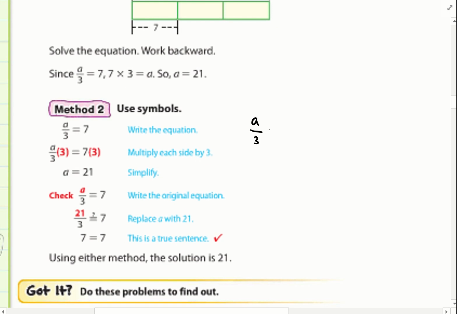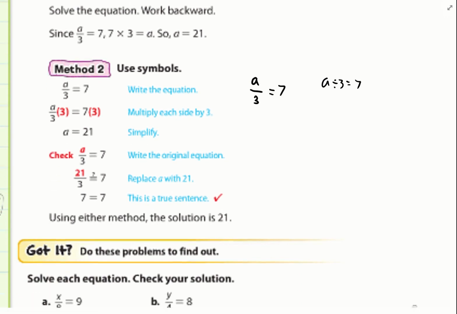So we have a divided by 3 equals 7. By the way, this is the same as a over 3 equals 7, but they're going to be using fractions from here on out, so that's what we're going to want to be using too. Use inverse operations. Since we're dividing, we're going to do the opposite, which is multiplication. If I multiply 3 on each side, my 3 and my divide by 3 are going to cancel, and then a equals 21.